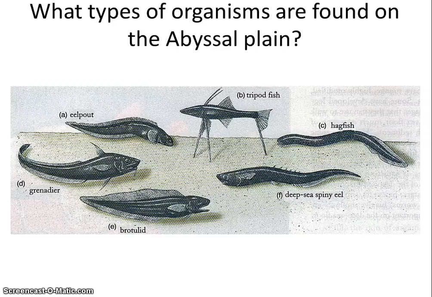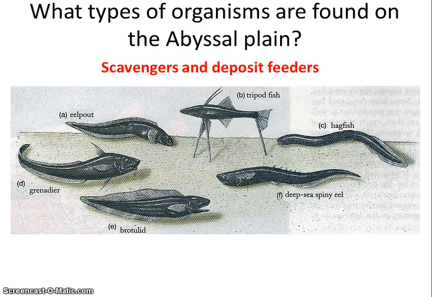First, let's talk about the abyssal plain. If you look at the abyssal plain organisms, organisms here tend to be long and have that elongated body shape. We don't really know why. They tend to be mostly deposit feeders and scavengers. Deposit feeders and scavengers, not either or.